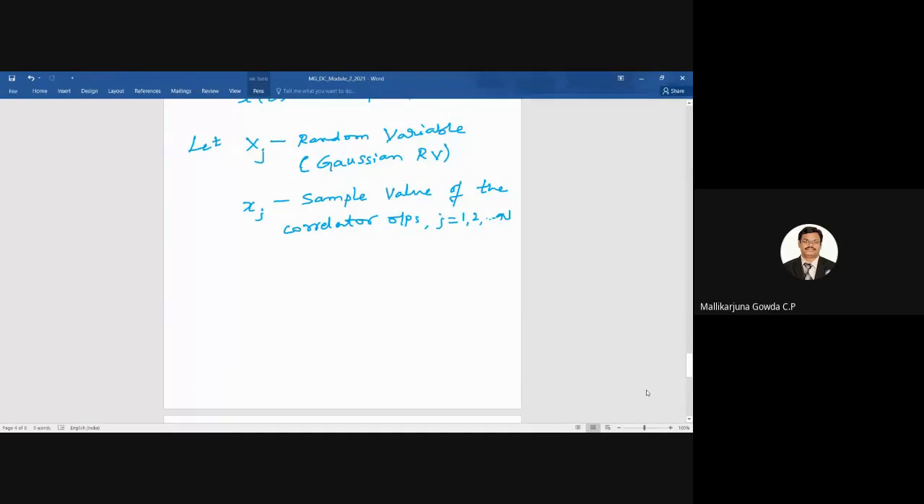I said Xj is the random variable, right? So this Xj is characterized by its mean and variance. I said already that random variables are characterized by their mean and variance.